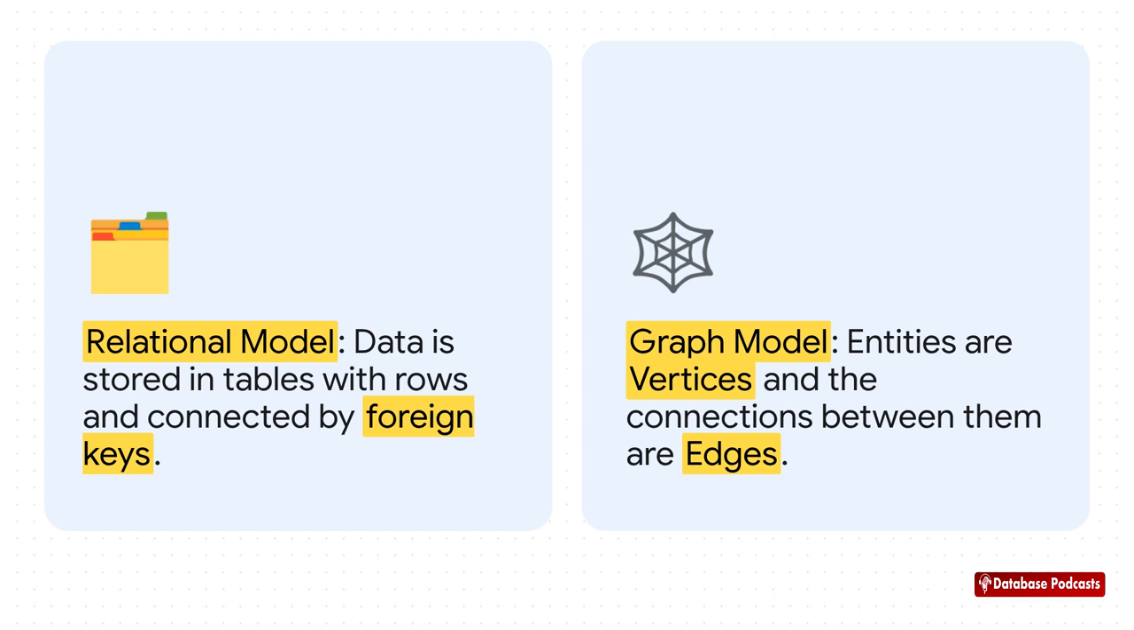On the left, you've got the world you know, tables, rows, connected by foreign keys. But on the right, we have the graph model, which uses a whole new vocabulary. Here, our data points are called vertices, and the connections between them are called edges. It's a model that's literally built from the ground up to understand relationships.